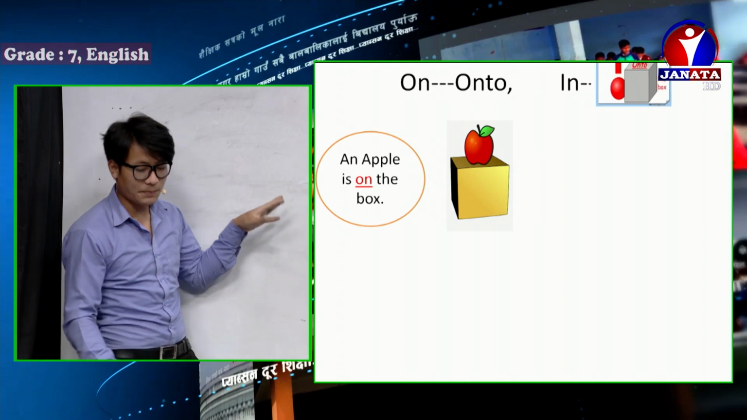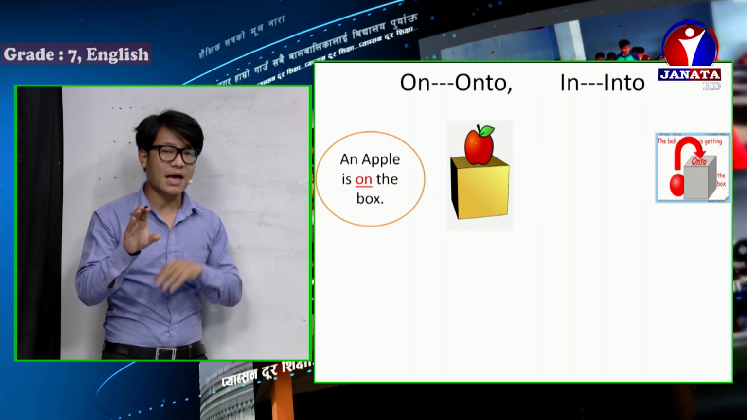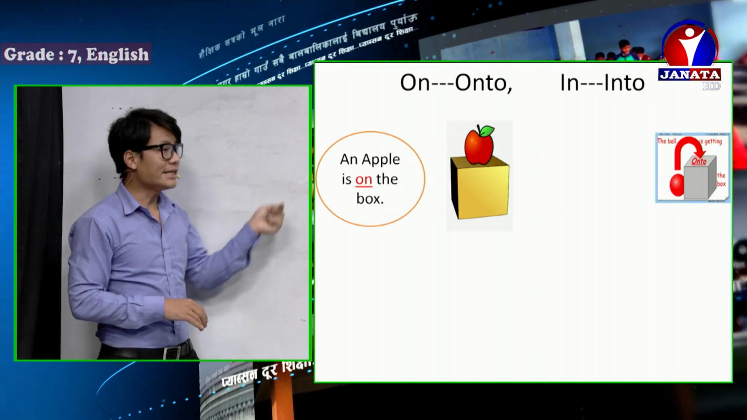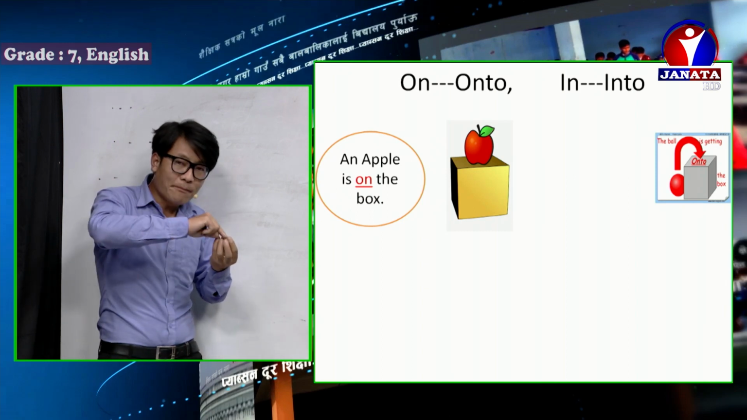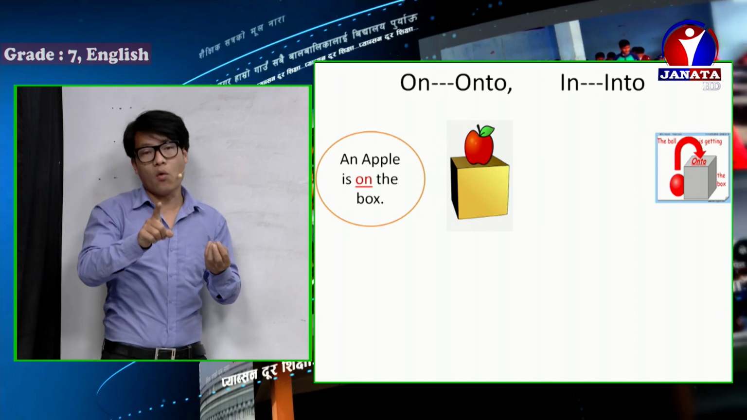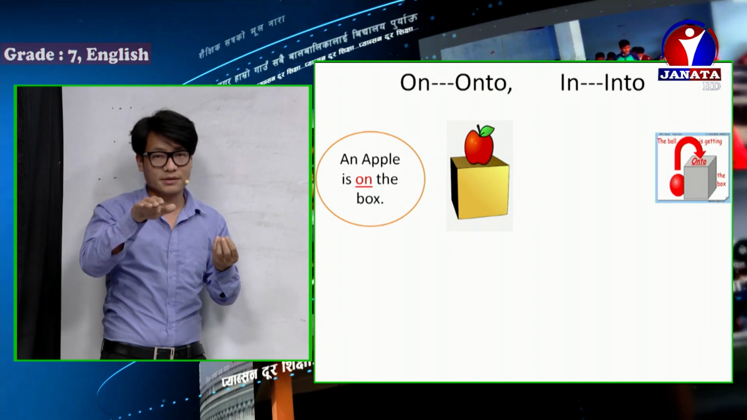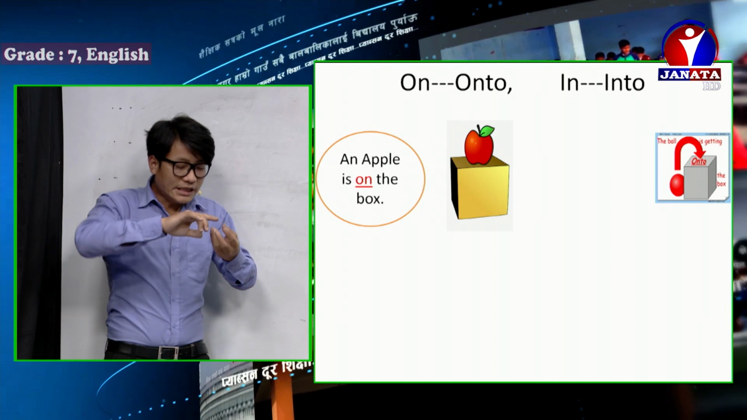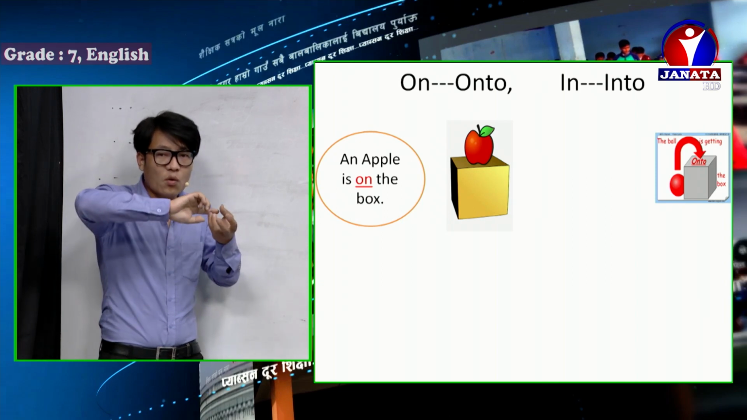But see the next picture. There is a box and an apple, and you can see the red arrow. This red arrow shows that the apple is going to be on the upper surface of the box. It shows that it's a continuous action. It's going to be.